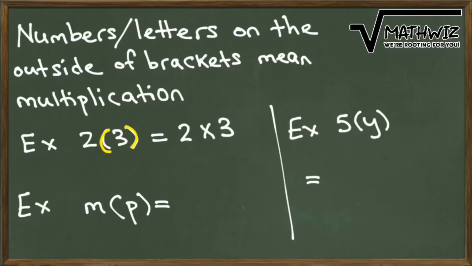Similarly, we have M open bracket P. We could rewrite this as M multiplied by P. And as you guessed it, for the last one, we have 5 open bracket Y, which therefore means this is 5 multiplied by Y. All right, so that's just the prerequisite information we needed. Now we can actually get into today's question.